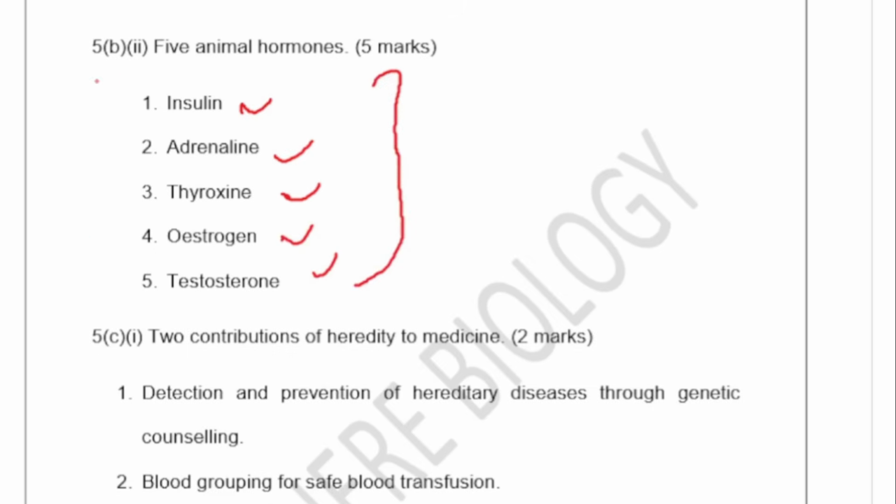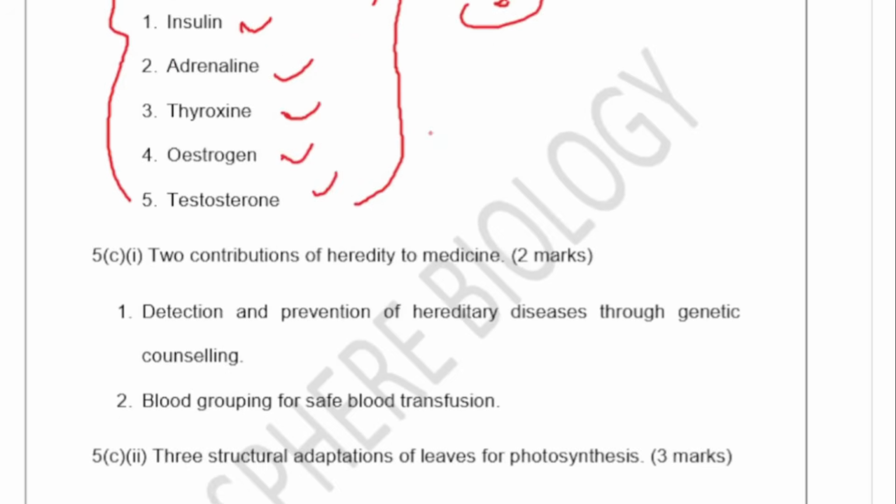You need to know what they do. You need to know where they are secreted. Go and check them out. They are called endocrine hormones, basically. They are secreted by the endocrine glands.